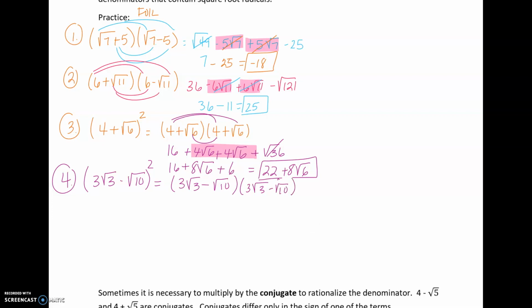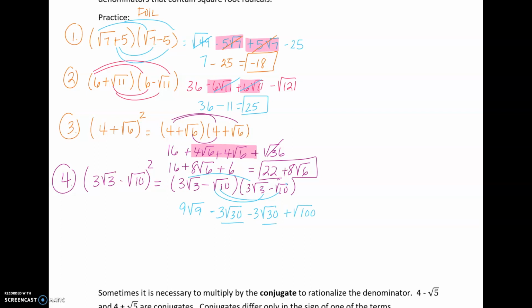If we FOIL again, we're starting with first. First means the outside. 3 times 3 is 9. The inside, we can multiply. 3 times 3 is 9. We go to the outer, and we get 3 times the square root of 3 minus the square root of 10. So this becomes negative 3 square root of 30. Inner, we get negative square root of 10 times 3 square root of 3, which is also negative 3 square root of 30. And then we get a negative square root of 10 times negative square root of 10, which is a positive square root of 100.